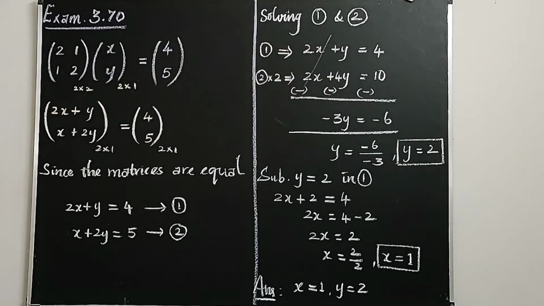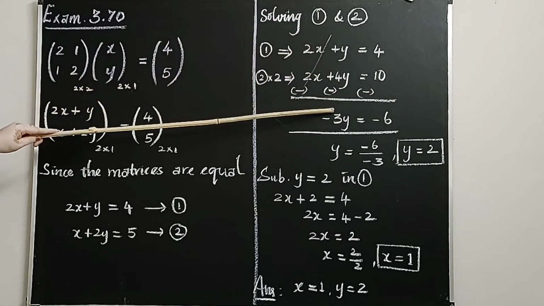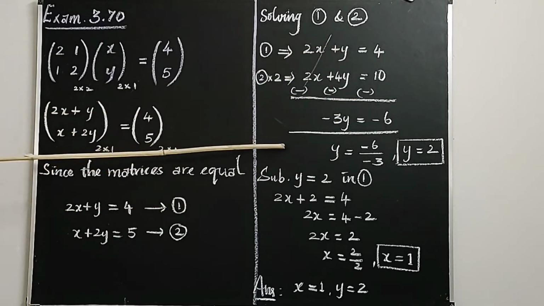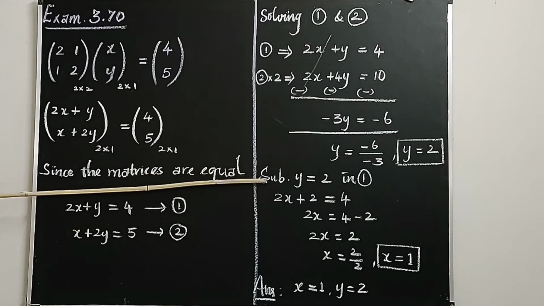This 2x minus 2x will be eliminated. Then y minus 4y is equal to minus 3y. Minus 10 plus 4 is equal to minus 6. From this we got y is equal to 2. And then we substitute y is equal to 2 in equation 1.